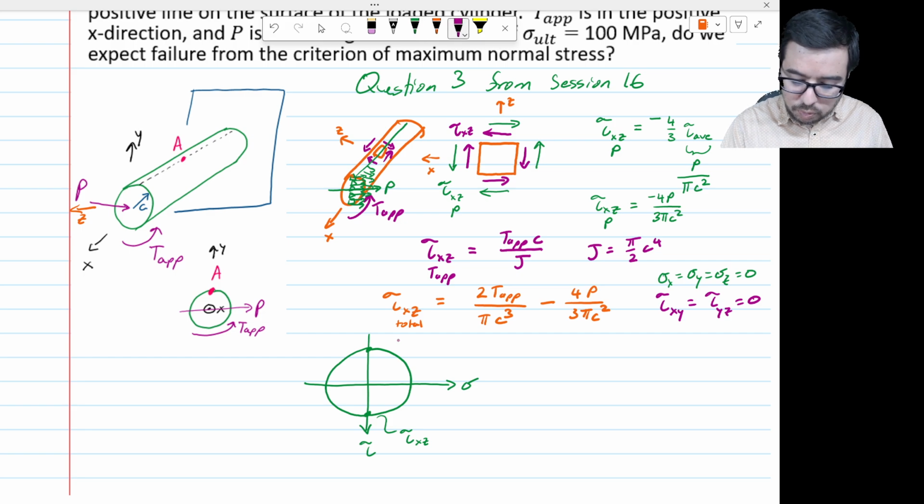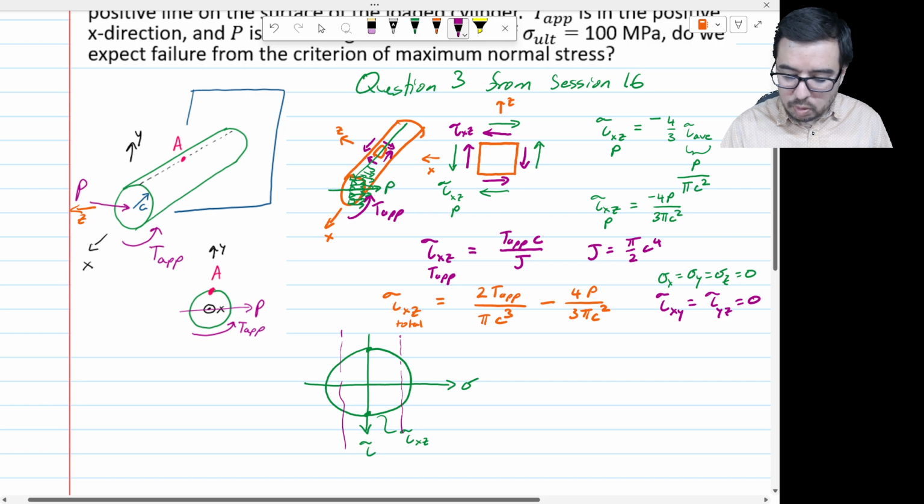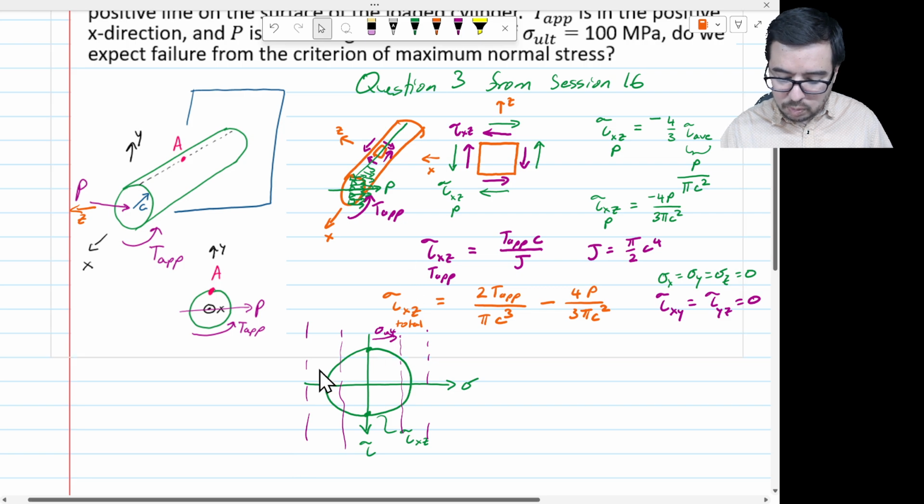So the question then is, where are the goalposts? Are they here, for sigma ultimate, right? Is this sigma ultimate here? Or is sigma ultimate somewhere out here? Okay, that's the question. And if the Mohr circle is within these goalposts, then we're not going to have failure. All right, so let's put this together in a little bit more concrete fashion.